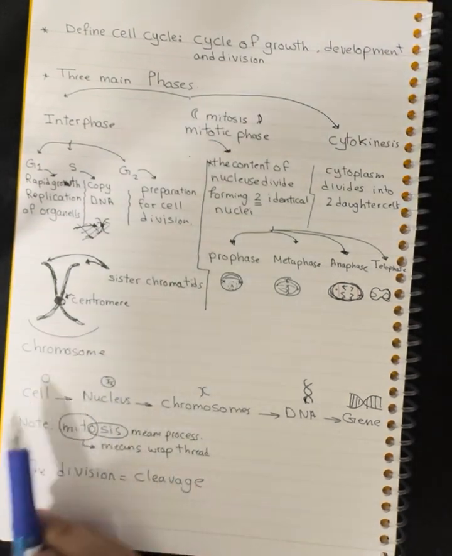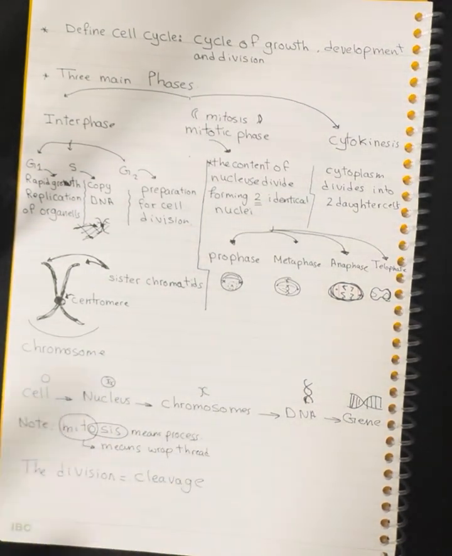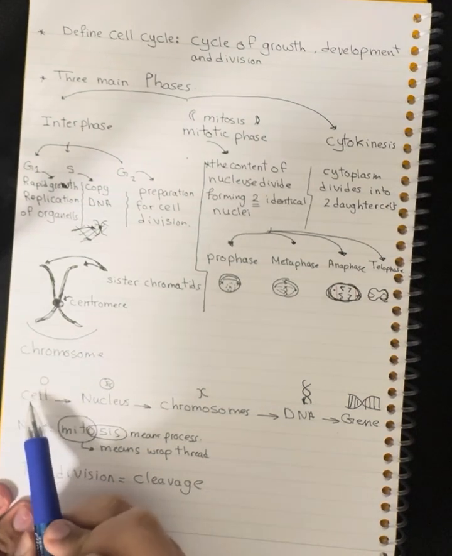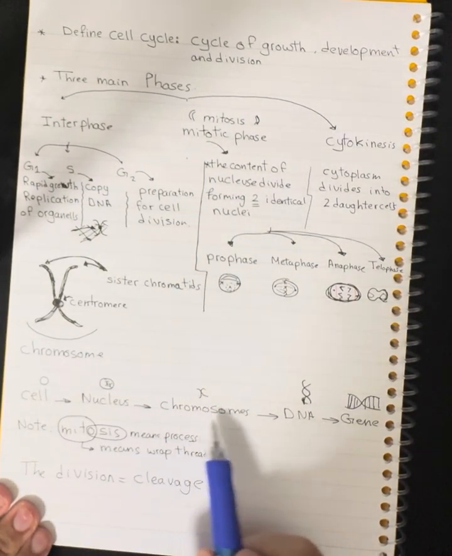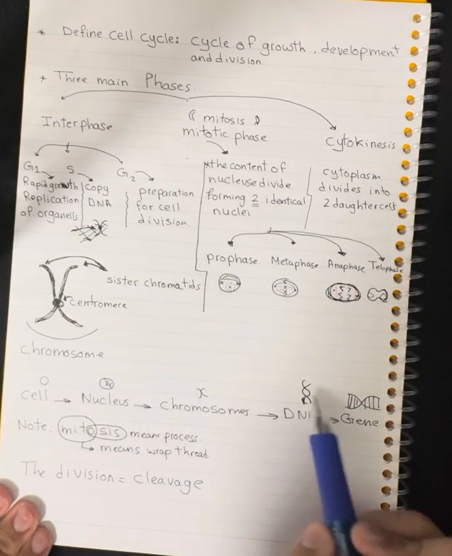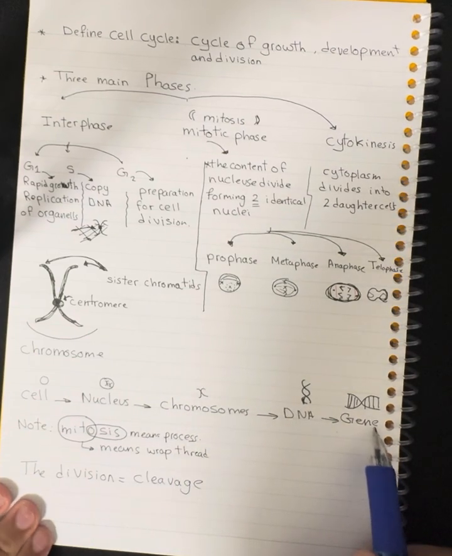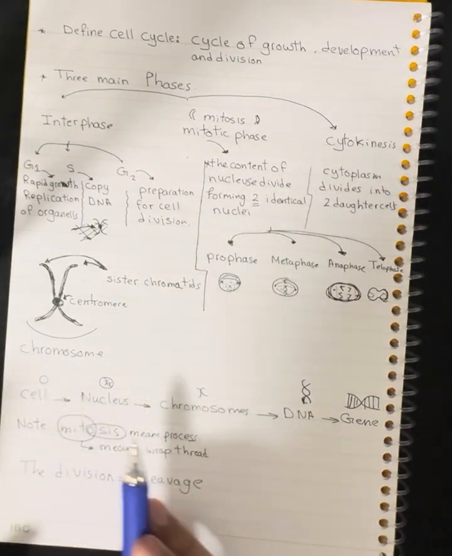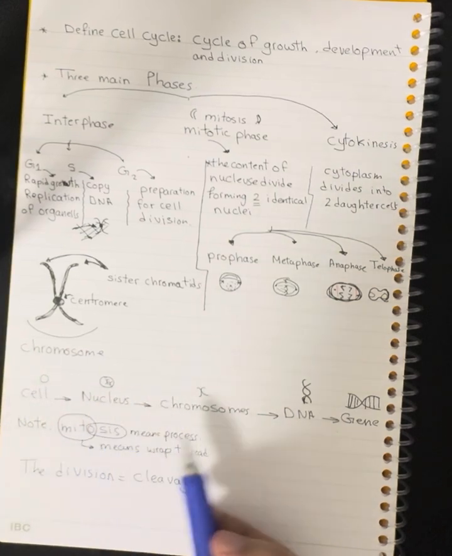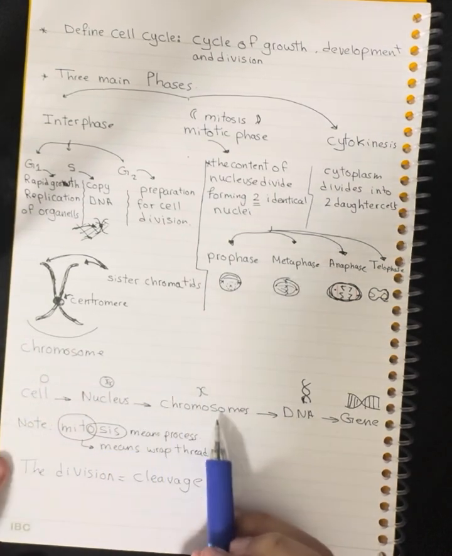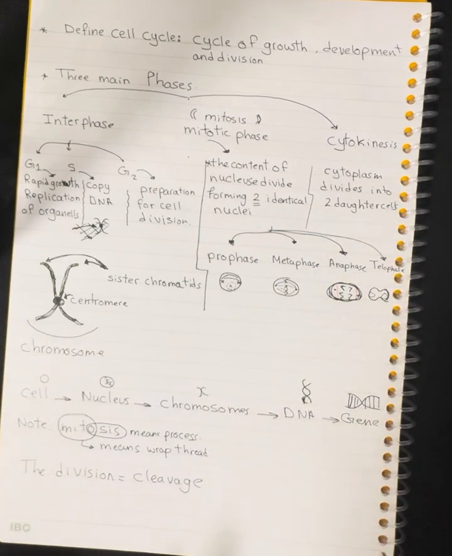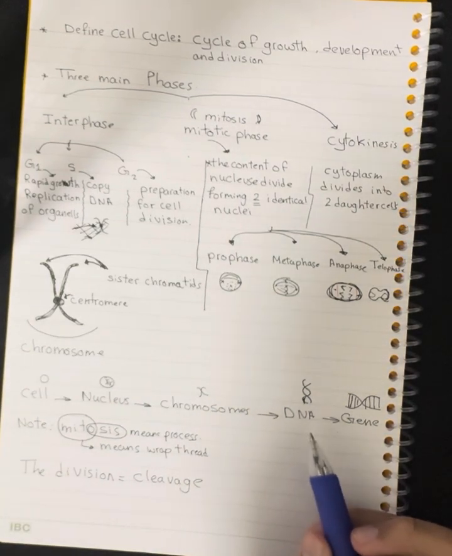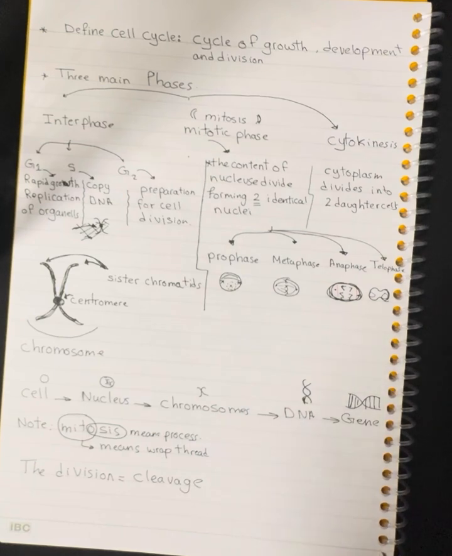Okay, so I'm just gonna break it down. We have the cell, and in the cell we have the nucleus. In the nucleus we have chromosomes. In the chromosomes we have DNA. In the DNA we have genes. So you know what a cell is, and you know what a nucleus is. A chromosome is what contains the DNA. Chromosomes have DNA, and DNA has genes, genetics.